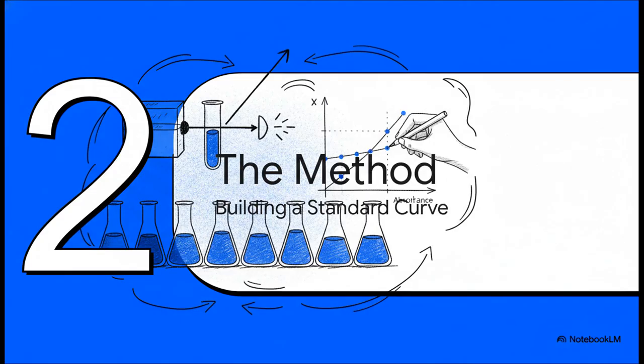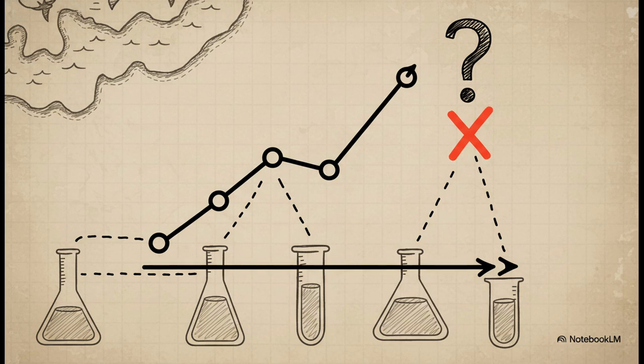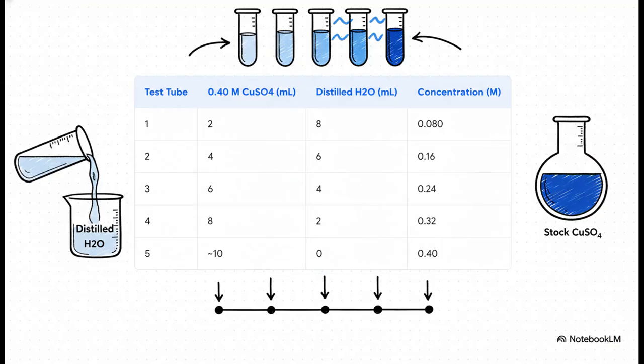Okay, so we've got the principle down, but how do we actually apply it to figure out the concentration of our mystery blue liquid? I mean, we can't just stick it in a machine by itself. First, we have to build a kind of reliable reference guide. Exactly. To figure out where our unknown is, we first need to draw a map. And in chemistry, we call that map a standard curve. We're going to create it by making a whole series of solutions where we know the exact concentration of each one.